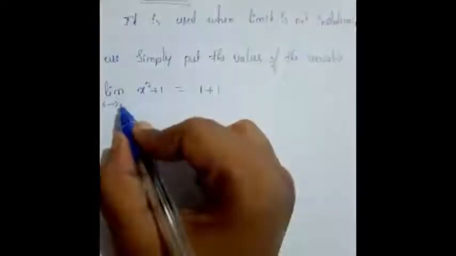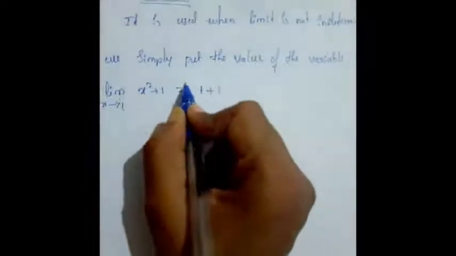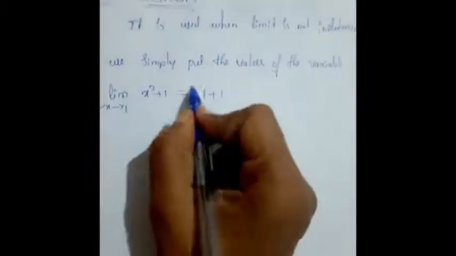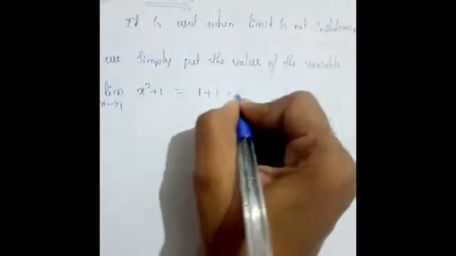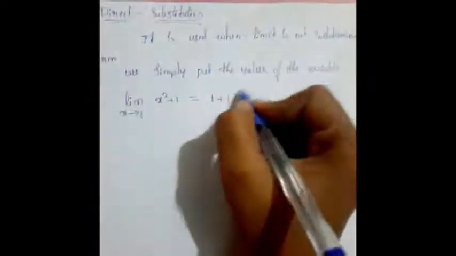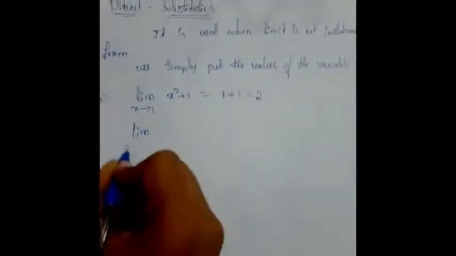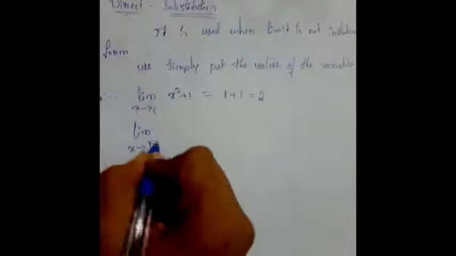When you put this value in x, don't write the limit here. Don't get confused. After putting this value, don't write the limit, just directly write the answer. You will get 2. If you put it directly, this is called direct substitution. You will get what here? A finite value. Yes.